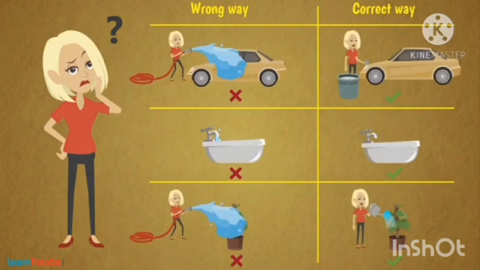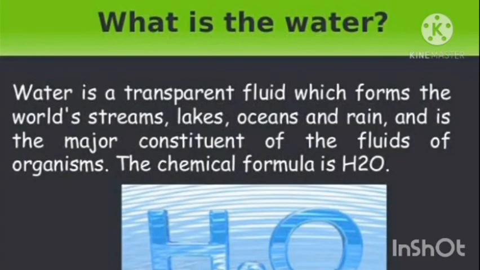Wash only full loads. Turn off the water while soaping hands and brushing teeth. Turn off sink faucet while scrubbing dishes and pots. Use low flow shower head. Use a shut off nozzle on your hose. These are some tips for wise water use.